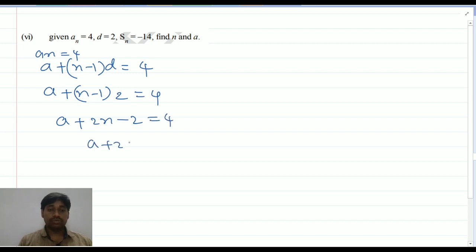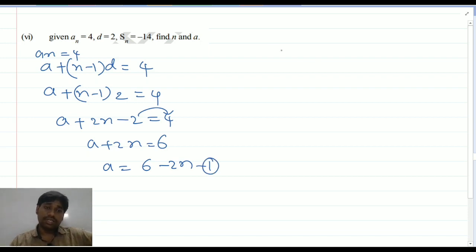Then a plus 2n is equal to 6, after transferring. Keep it like this. Then I can say a is equal to 6 minus 2n. Let us say this is equation 1, because I don't know what a is and what n is, but there is one more equation given.